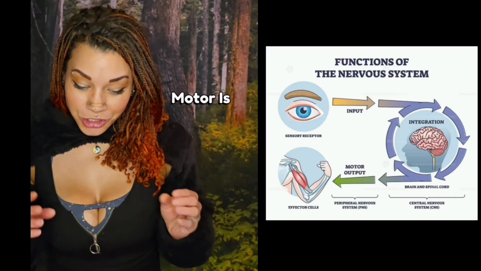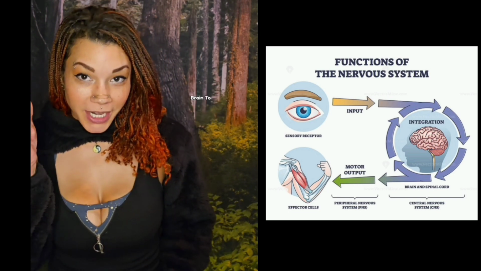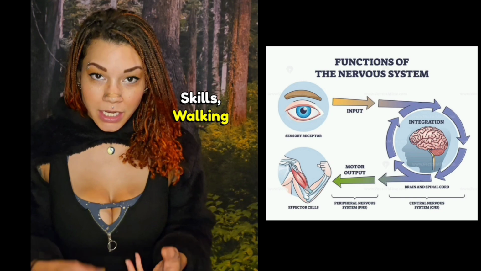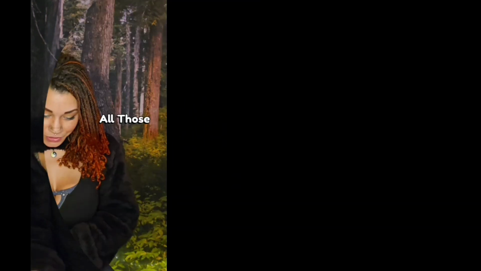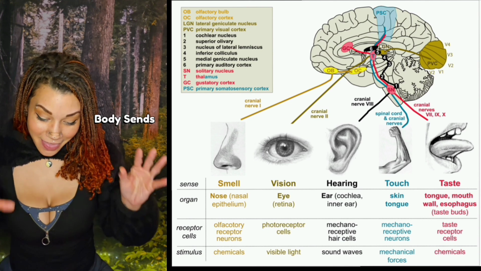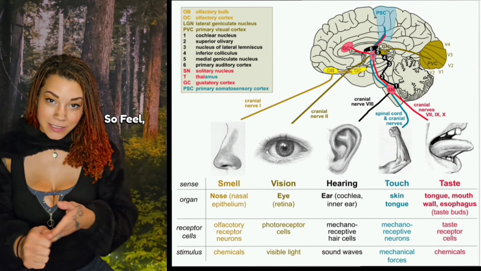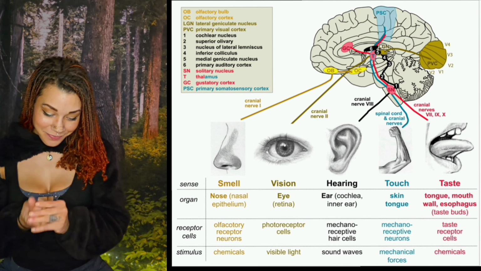Motor is transferring impulses from the brain to the muscles. So let's say motor skills, walking, crawling, eating, all those wonderful things. And sensory. Body sends the signals to the brain. So feel, touch, sensory. And that's it on the nervous system.